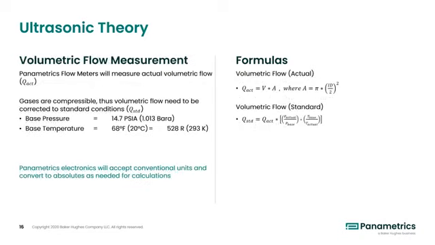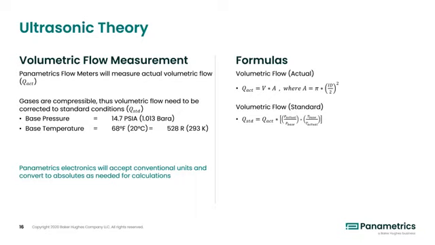The next calculation our flow meter will perform is the volumetric flow measurement. To get this, the meter simply takes the actual velocity that was just calculated, then multiplies in the cross-sectional area of the pipe. In many cases for liquid flow, as most liquids are not very compressible, actual volumetric flow is typically all that is required.